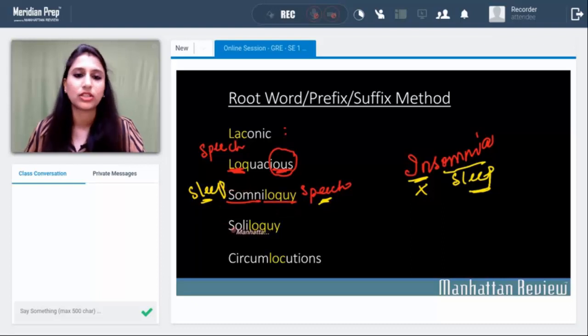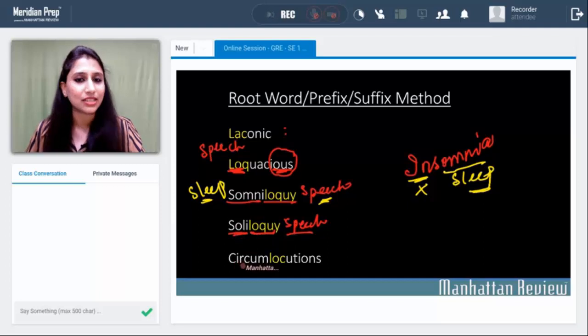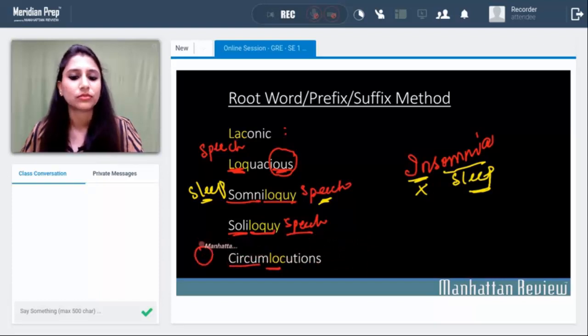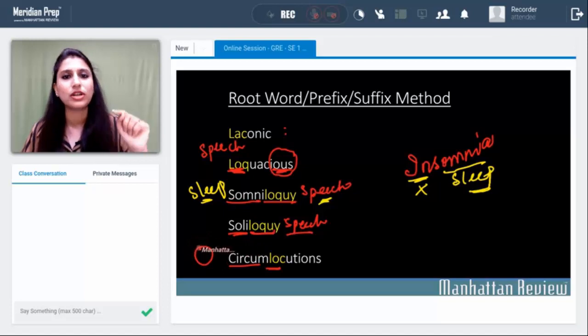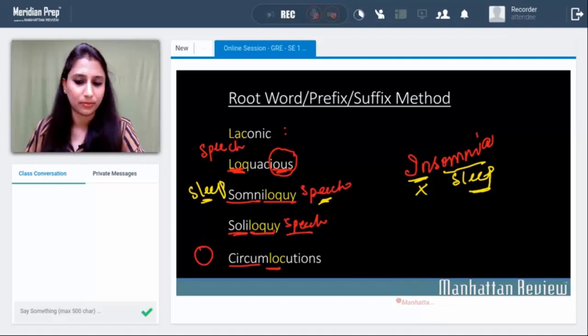Now look at the next word, soliloquy. You know the meaning anyway of loquy, which means speech, right? Now when you say soli, it is to oneself. So speaking to oneself is soliloquy. Then last word, circumlocutions. So loc is speech. What is circum? Circum is round, right? Roundabout talk that doesn't come to the point. That is what circumlocutions is. So this is one method to learn vocab.